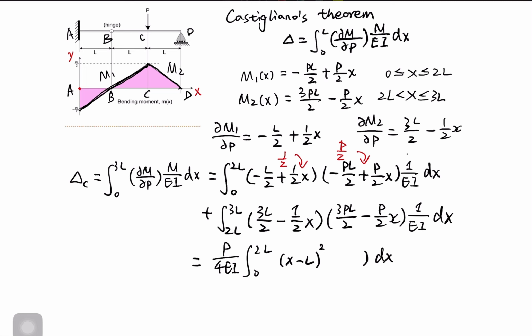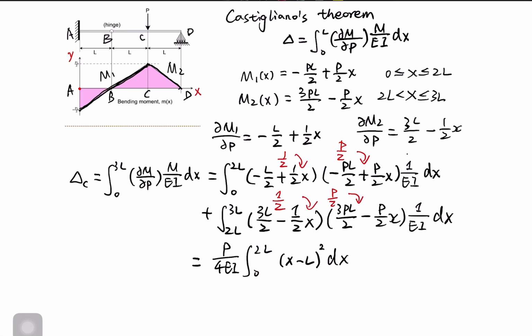Now it becomes this. Similarly, for the second integral, if we take out 1 over 2 from the first bracket, from the second bracket we will take out P over 2.